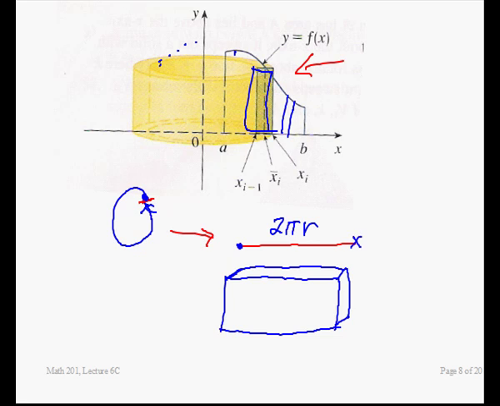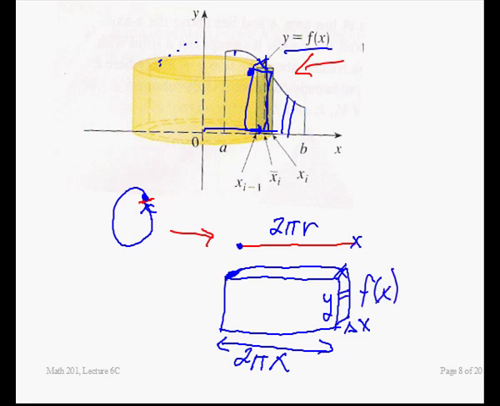Now I'm doing the same thing with the shell. The point on this side of the cut is here. The point on the other side of the cut is over here. What is the length of this unwrapped shell? It's 2 pi times the distance out to here, which is x. The thickness of it is delta x, and the height of it is y, which is some function of x.